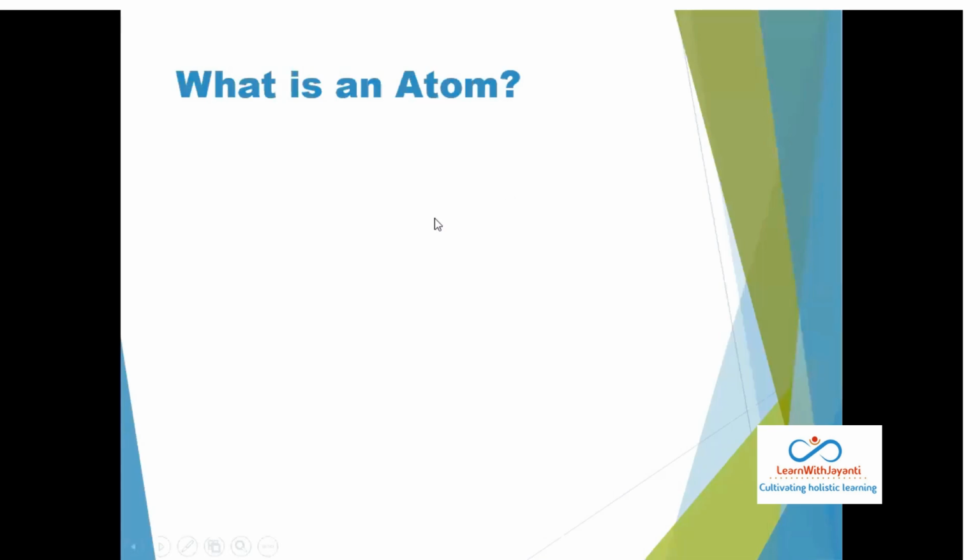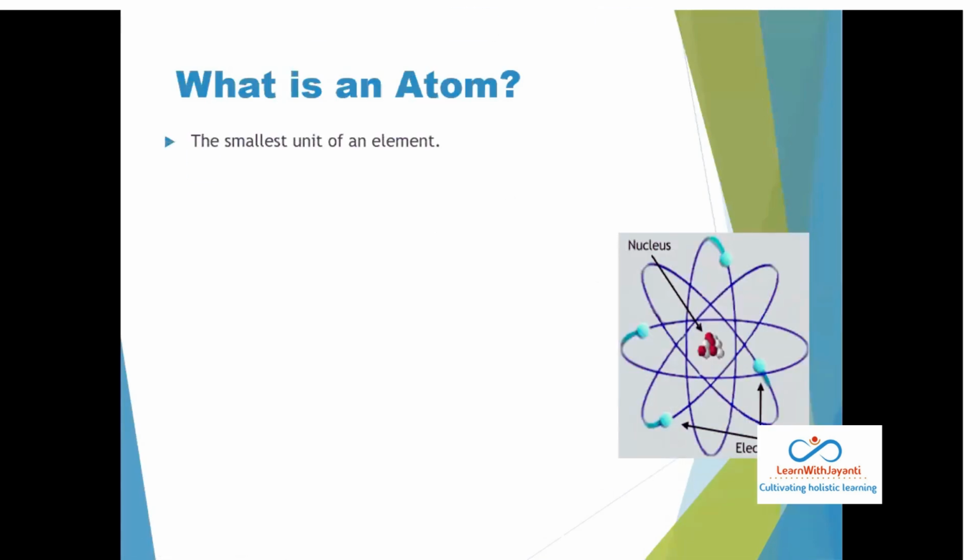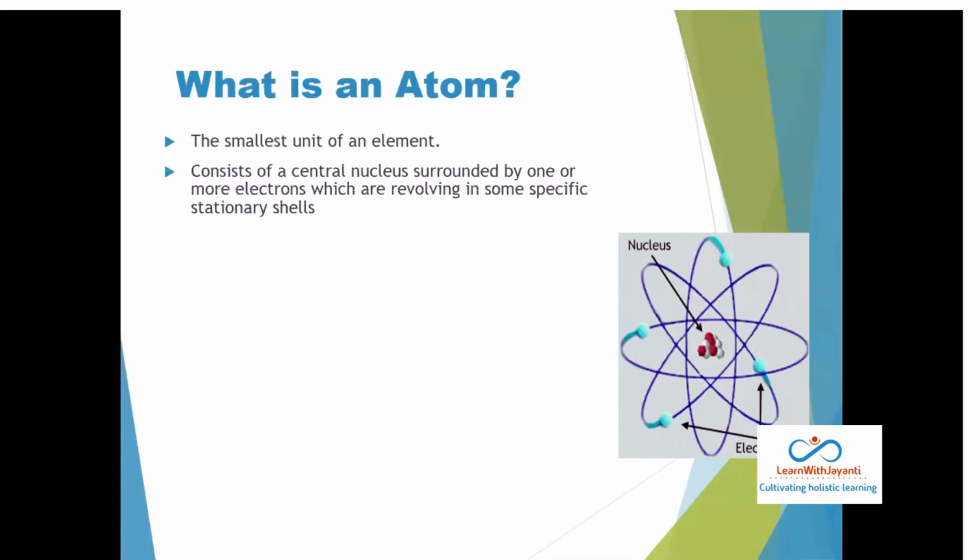Nucleus and everything. Okay, what is an atom? It is the smallest unit of an element. What does it consist of? It consists of a central nucleus surrounded by one or more electrons, which are revolving in some specific stationary shells. You can see the diagram, how the electrons are moving and the nucleus is in the middle, in an orbit. So these are the shells in which the electrons move.